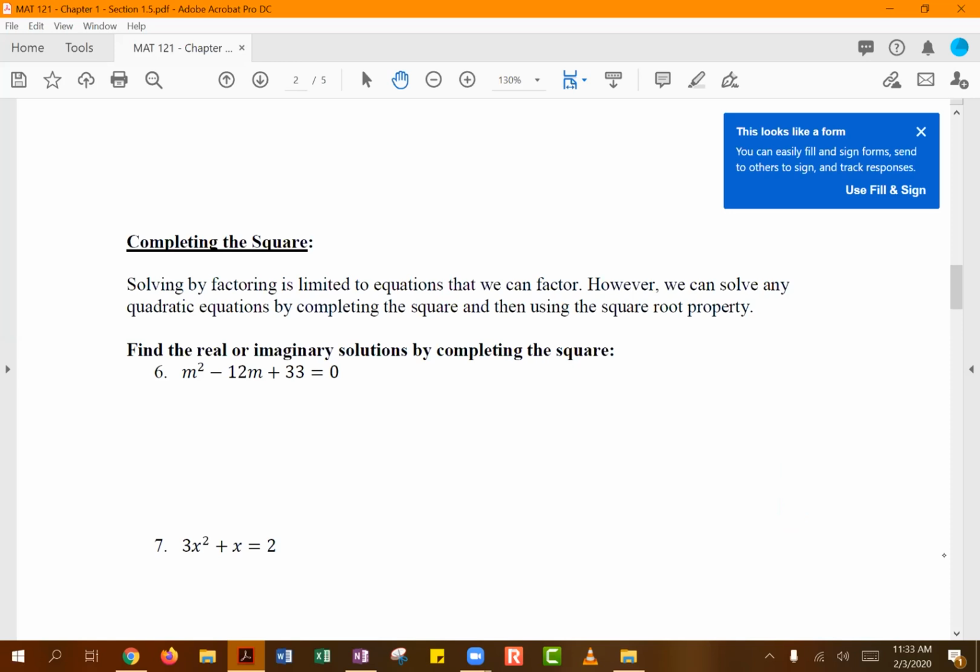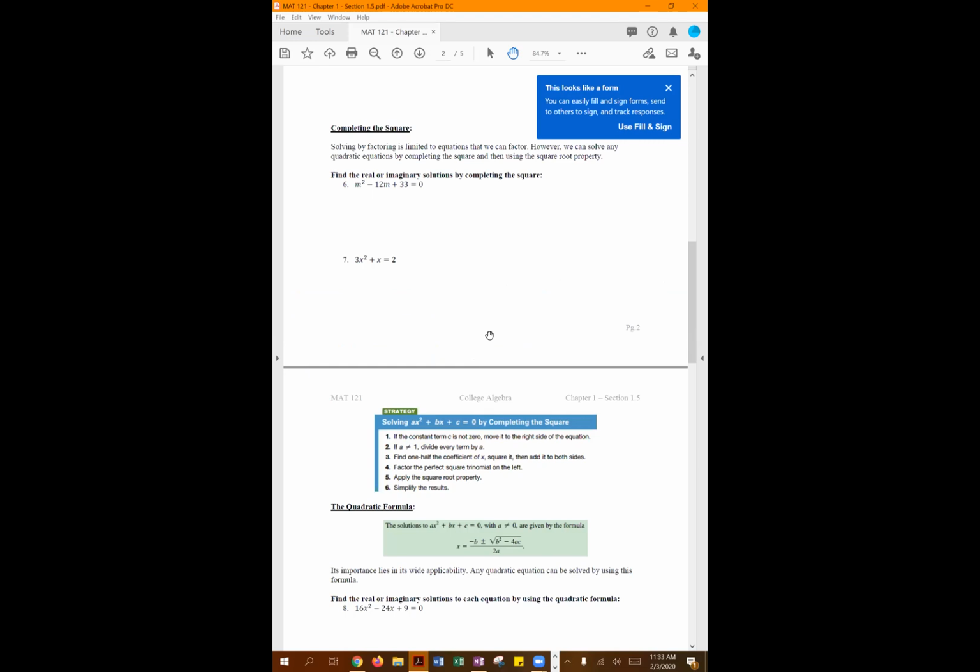Now, completing the square, the beauty about this method is it can work on any quadratic equation. It does not have to be as restricted as your factoring and square root property is. So this will work with any type of quadratic equation, and you will still be able to solve it. So let's look at our first example here.